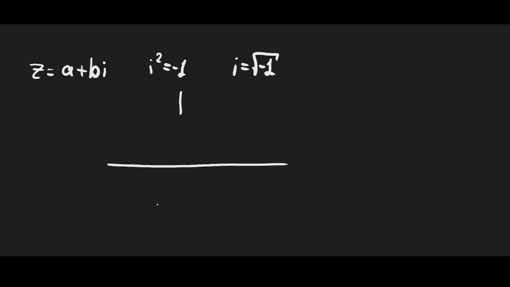This looks like the Cartesian coordinate system, but there is one main difference. We have a real axis and an imaginary axis here. If we know that z equals a plus bi, we need to take a units on the real axis and b units on the imaginary axis. So our point would be here, z equals a plus bi.